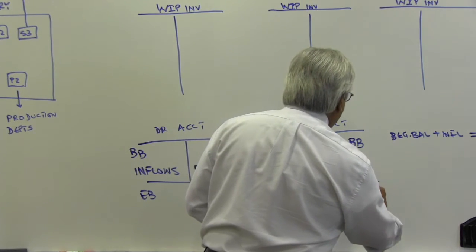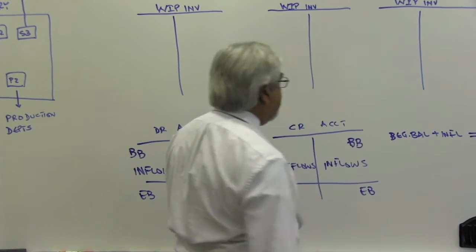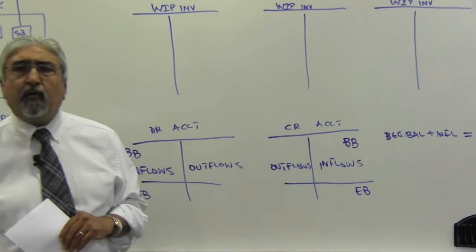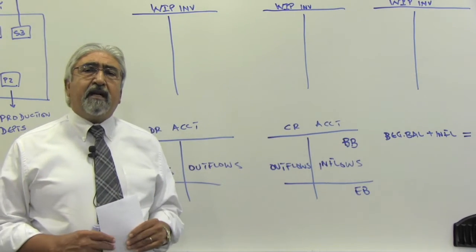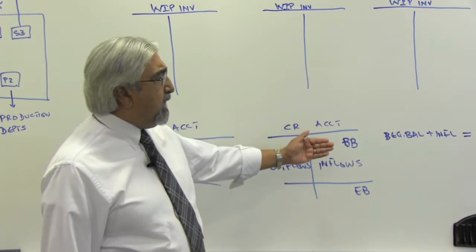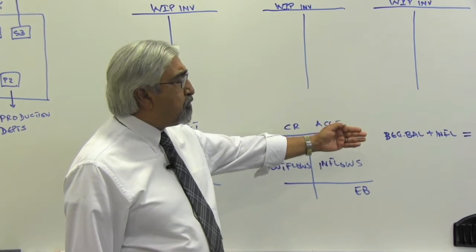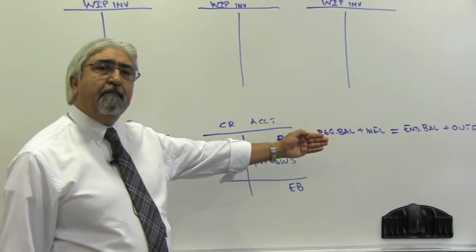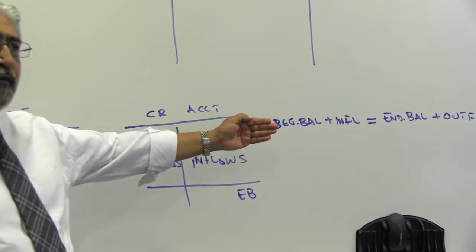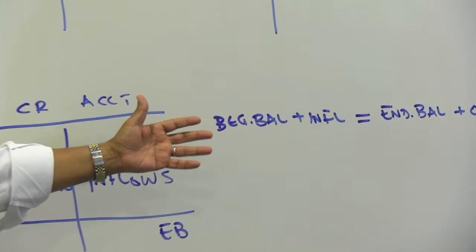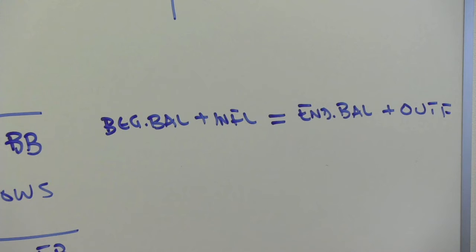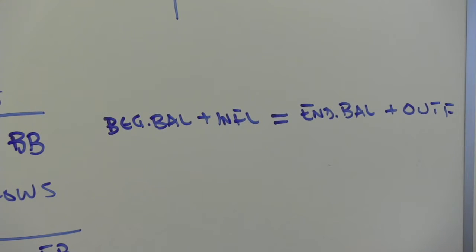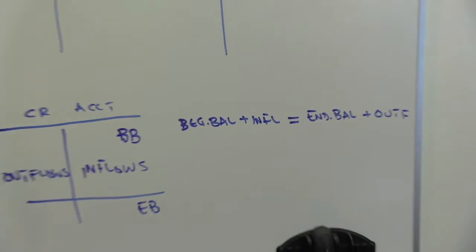In a debit account, there is a debit ending balance. In a credit account, there is a credit ending balance. And the relationship is beginning balance plus inflows must equal the ending balance plus outflows. Now there are 4 unknowns. If you know 3 out of the 4, you can always plug for the 4th one. So I wanted to get the basic nature of an account out of the way.